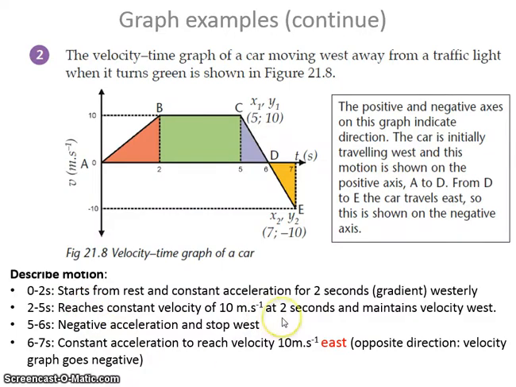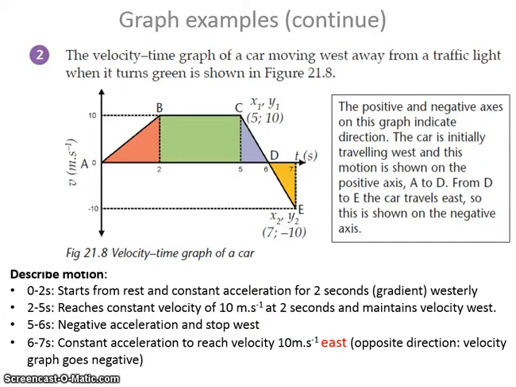Now we're going to look at this graph, a typical example in which you need to describe the motion. From 0 to 2 seconds, you start from rest. Now take note, it is a velocity time graph, right? You start from rest with constant acceleration for 2 seconds. From 2 to 5 seconds, it is a constant velocity that is reached, and it is kept at 10 meters per second for the 3 seconds.